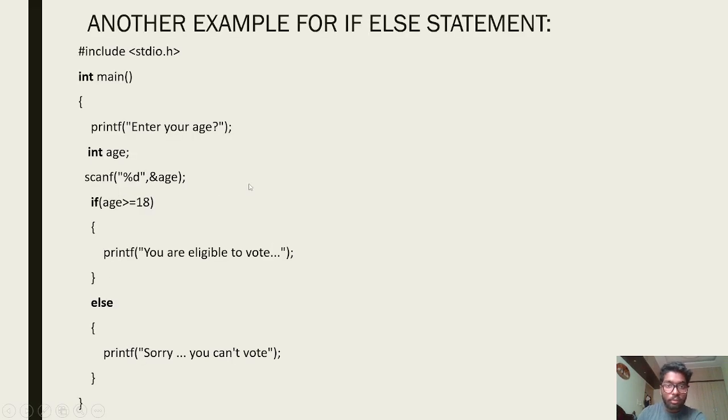So for this, let's see voter's age. If we know that the required age for voting is 18, if our age is less than 18, we cannot vote. So let us see this program. Here we are taking the integer for age and we are giving a condition that if age is greater than or equal to 18, printf you are eligible to vote. Else, if the condition is false, it's going to come to the else statement and it's going to print sorry, you're not eligible to vote.